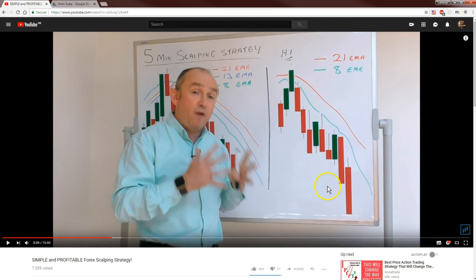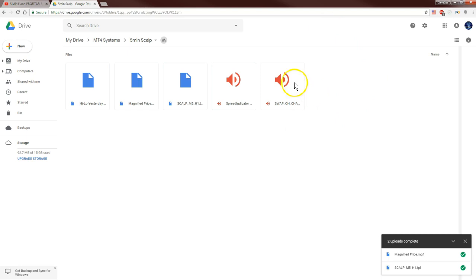And what I'm going to do to help you out is drop the template and all the indicators on that particular template. I've dropped them in here, see. So hopefully you know where to put them. Obviously the indicators go into your MQL indicators folder, and the templates go into templates.